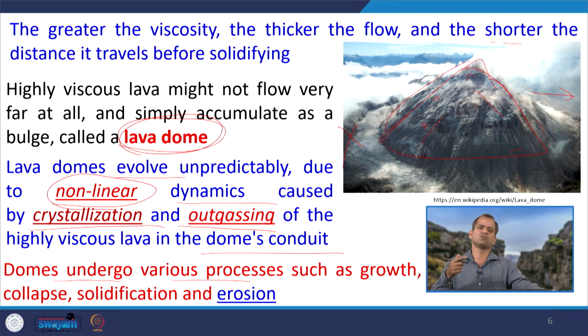That means we have a dome and that dome is undergoing different processes: crystallization is going on, growth is going on, then collapse, then solidification, then erosion by external processes. So, the resultant is what it looks like to us on the surface.